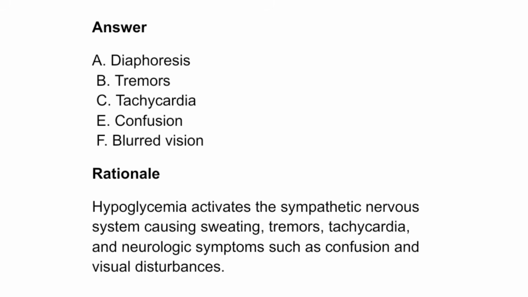Answer. A. Diaphoresis, B. Tremors, C. Tachycardia, E. Confusion, F. Blurred vision. Rationale: hypoglycemia activates the sympathetic nervous system, causing sweating, tremors, tachycardia, and neurologic symptoms such as confusion and visual disturbances.